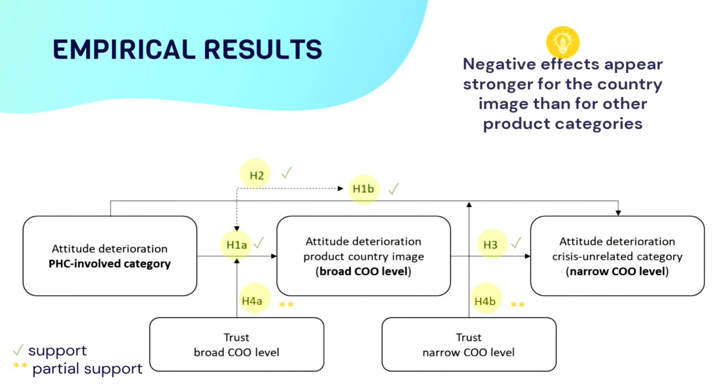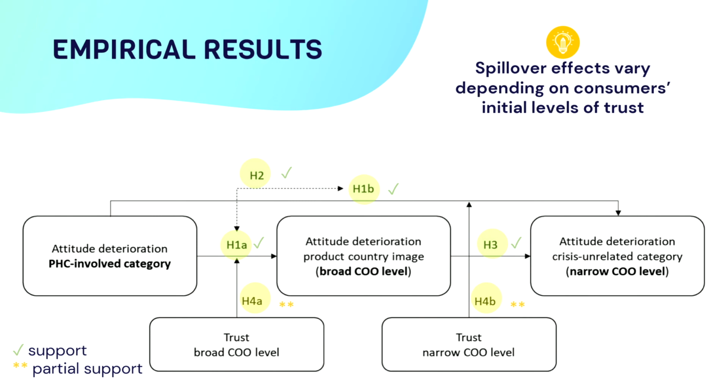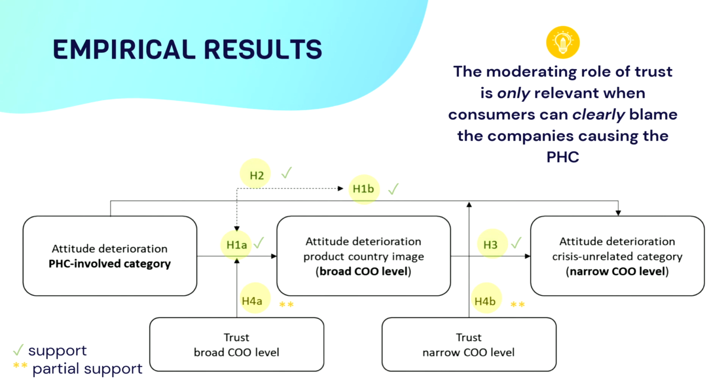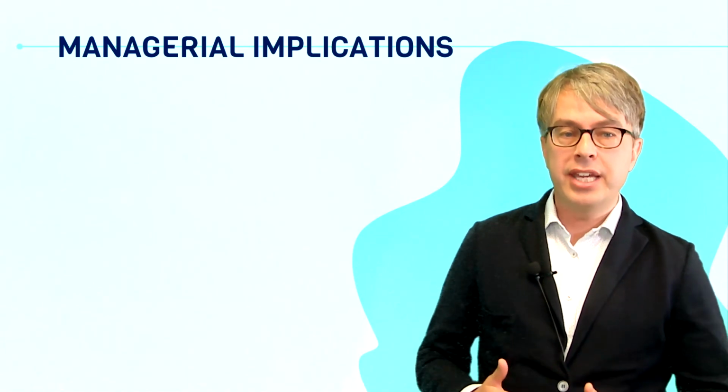For example, negative effects appear stronger for the country image than for other product categories. These findings are relevant because if a product originates from a country with a less favorable image, consumers' willingness to pay or perceptions of quality may be lower. Additionally, we found that spillover effects vary depending on consumers' initial levels of trust. High levels of initial trust make the negative spillover more prominent. However, these effects are insignificant when there are relatively low levels of initial consumer trust. Finally, an important point is that the moderating role of trust is only relevant when consumers can clearly blame the companies causing the PHC.